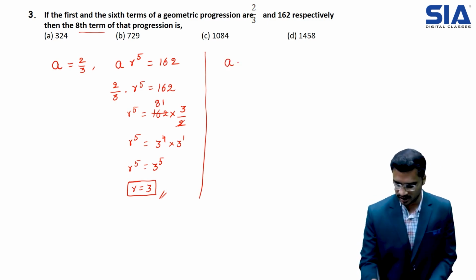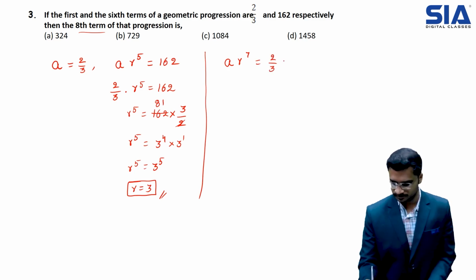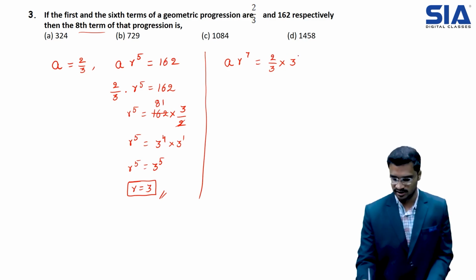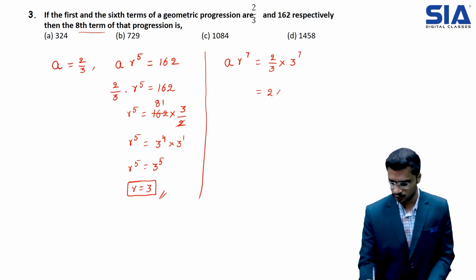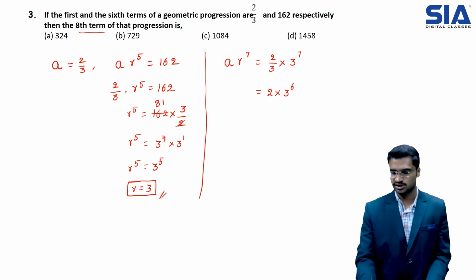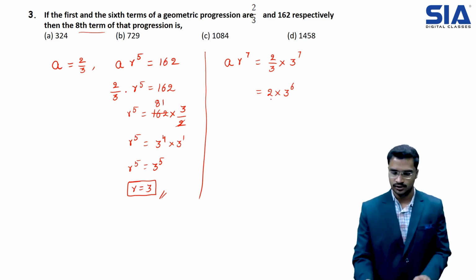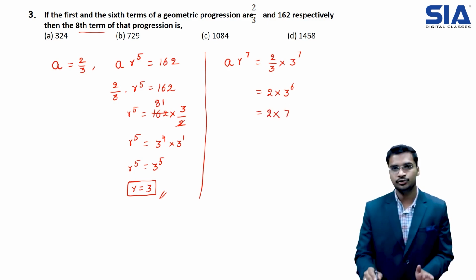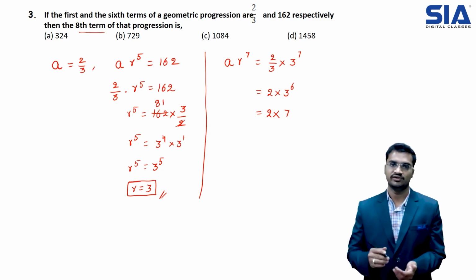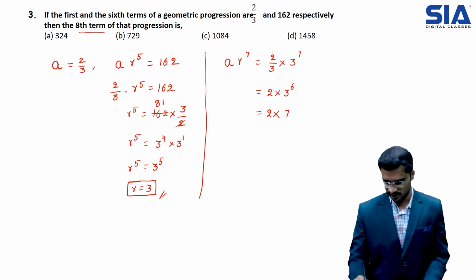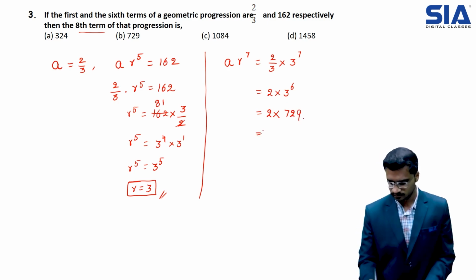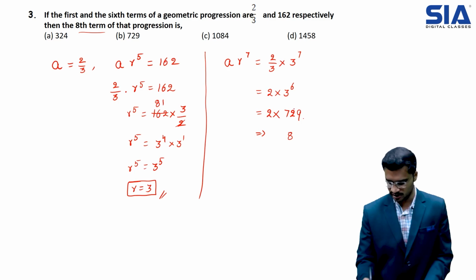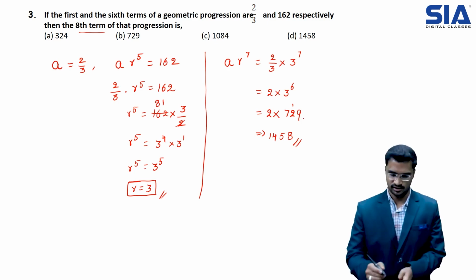So 8th term of geometric progression is nothing but A into R to the power of 7. So the value of A is 2 by 3, into the common ratio here, which is 3, to the power of 7. This will become what? 2 into 3 to the power of 6, because this 3 will be cancelling 1 3 above. So our answer is 2 into 3 to the power of 6. So 2 into 3 to the power of 6 is what? 3 cube multiplied by 3 cube. 3 cube is 27. 27 into 27 is what? 729. So 729 multiplied by 2. 9 2s are 18. 2 2s are 4, 1 is 5. 7 2s are 14. So our answer is what? 1458, which is option D.